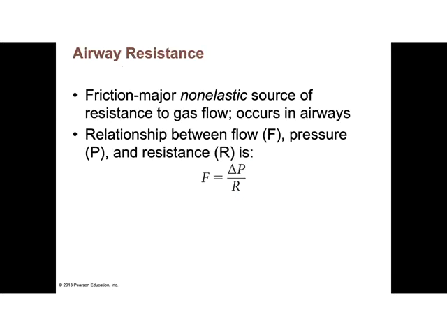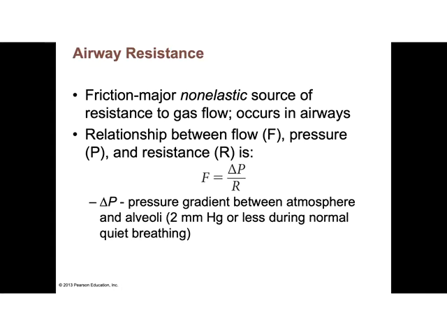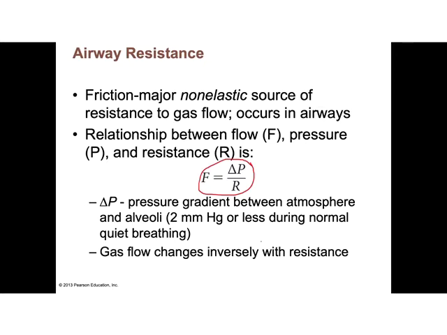So friction is a non-elastic source of resistance to gas flow, and it happens in the airways. Note that the relationship between flow, pressure, and resistance is as shown here. The difference in pressure over the resistance is equal to the rate of flow. So the greater the difference in pressure, the greater the rate of flow. The greater the resistance, the less the rate of flow. So you always have to have a pressure gradient for net movement to occur. If there's no pressure gradient, net movement stops.